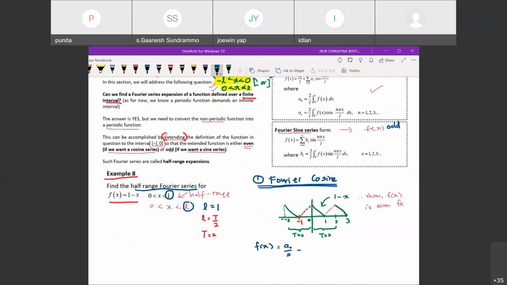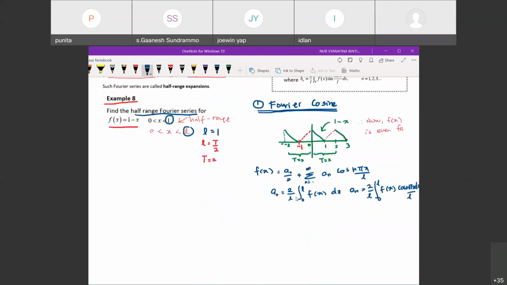f(x) equals a naught over 2 plus summation a n cos n pi x over L. Okay, so you have to find what is your a naught and what is your a n. Okay, now just find a naught and a n.